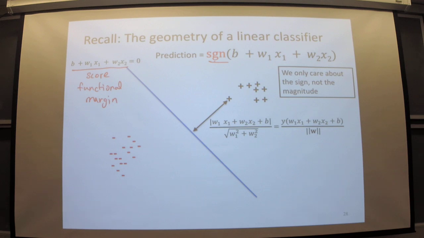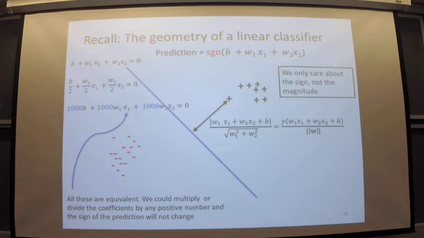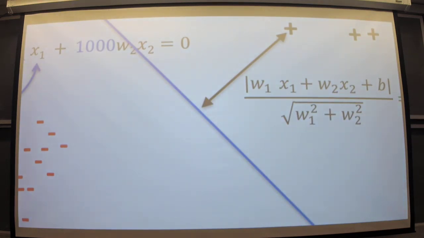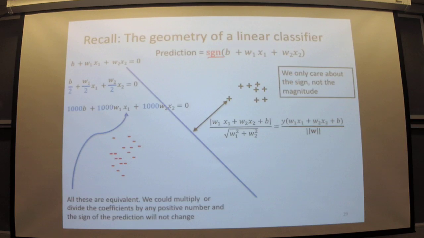We can multiply or divide this number by any positive number. You can halve all the weights, you still get the same decision. You can multiply it by 1,000, we still get the same decision, because the only thing that matters is the sign, not the magnitude. Yes? What does that look like geometrically when you multiply it? When you multiply it, geometrically, it's as if you're zooming in and out of the system. So this could be b plus w1 x1 plus w2 x2. This could be something bigger, and this could be something smaller.